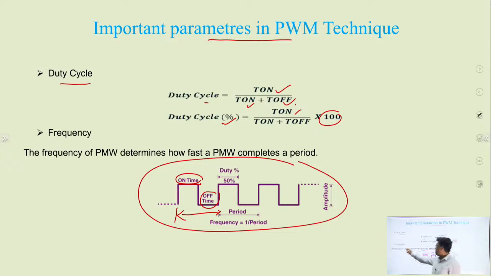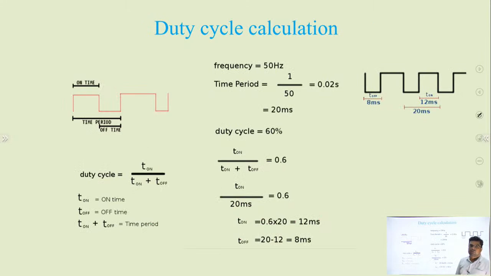Another important parameter is frequency. Frequency is anything like 50 hertz or 60 hertz, and we know its relation with the time period: frequency is 1 upon time period. As discussed, this is the on time, this is the off time. The total of on time plus off time is known as the time period. Duty cycle is T on upon T on plus T off.